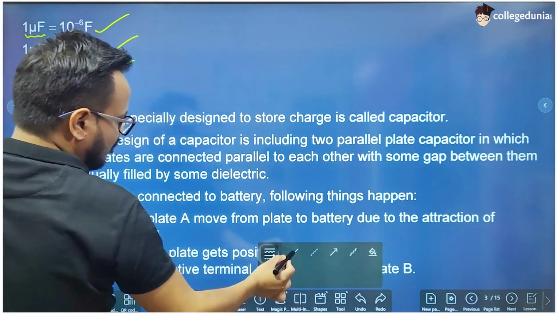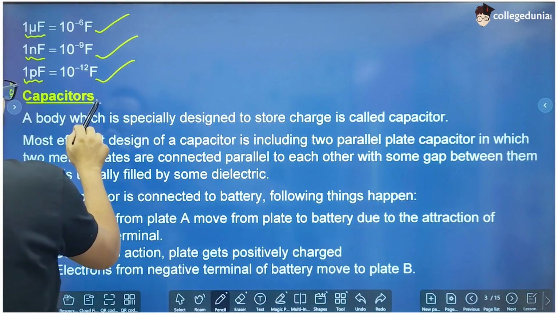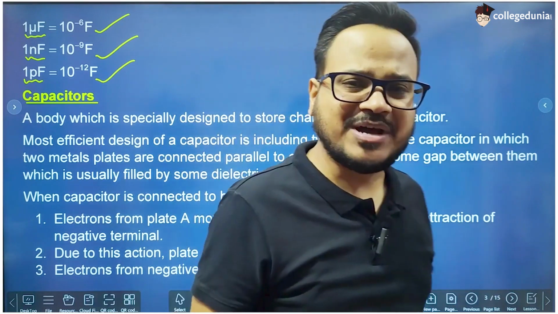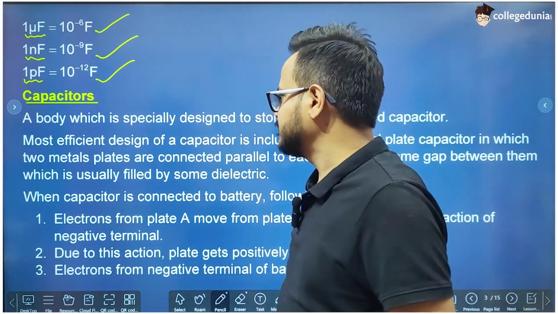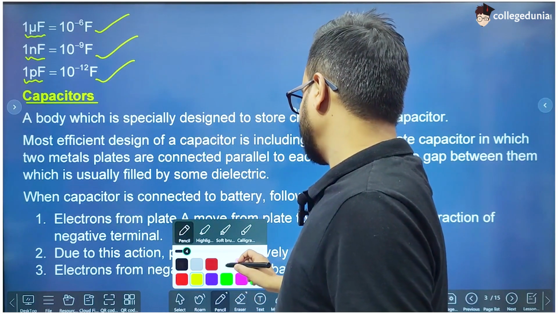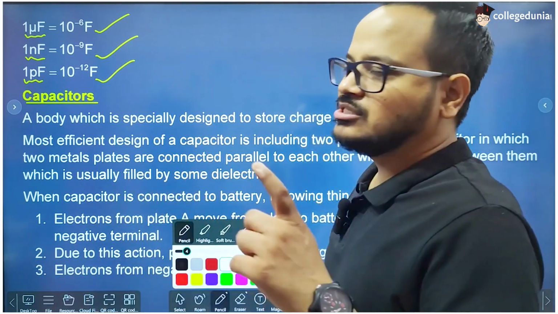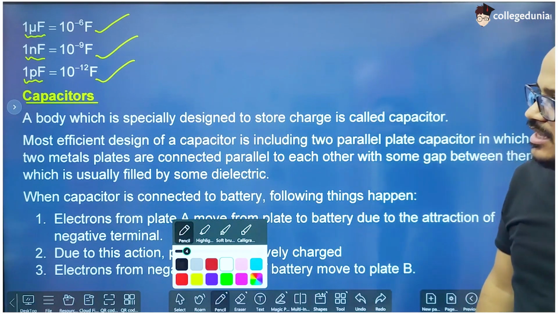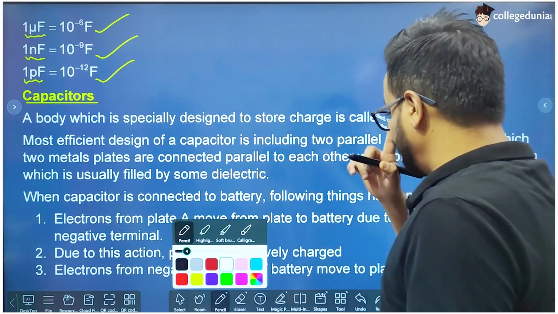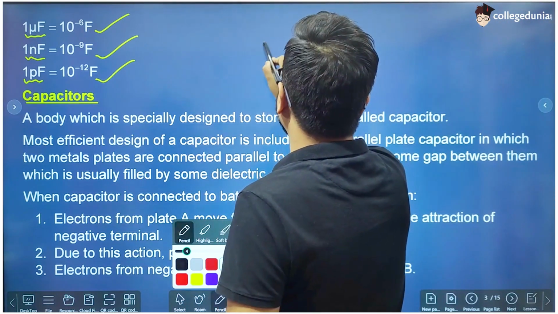Okay. Now let's come to capacitor. So what is a capacitor? A capacitor is a body which is specially designed to store charge. Out of all the possible designs, we have a very important and special design, which is the most efficient design of the capacitors, and that is the parallel plate capacitor. So we have to understand the working of parallel plate capacitor.